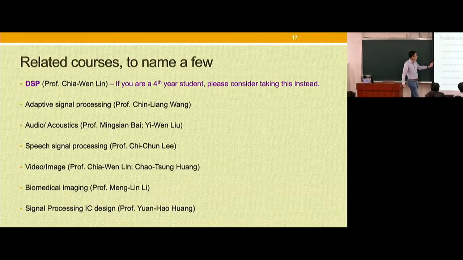This year, the DSP is going to be offered by Professor Lin Jiawen, who is an IEEE fellow in signal processing. Another IEEE fellow, Professor Wang Jinliang, has been offering adaptive signal processing, which you may consider as an advanced follow-up. If you're interested in audio acoustics, there's me, as well as Professor Bai Mingshen in the Power Mechanical Engineering Department, who is also a fellow. Professor Li Qijun specializes in speech, so you may consider taking speech signal processing, another graduate level course.